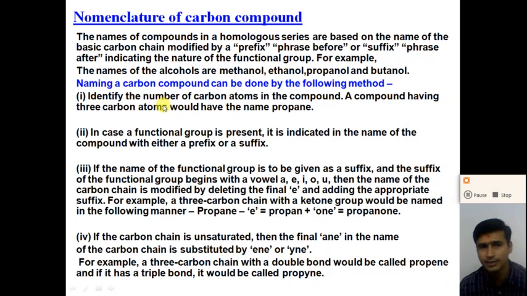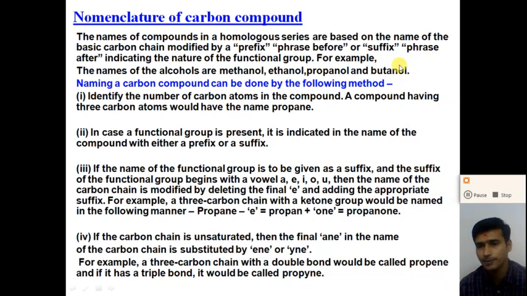So like this, if the alcohol group, the OH functional group, is joined with the carbon compound, and there is only one carbon atom, so CH3OH, the name of this carbon compound is methanol. For one carbon atom, that is methane. And if the functional group is alcohol, we take the suffix OL, that is methanol. Similarly, two carbon atoms, ethanol, propanol, butanol, that we discussed in the previous video.